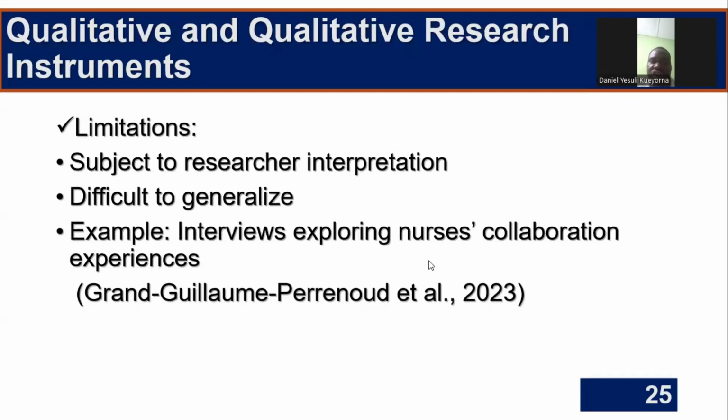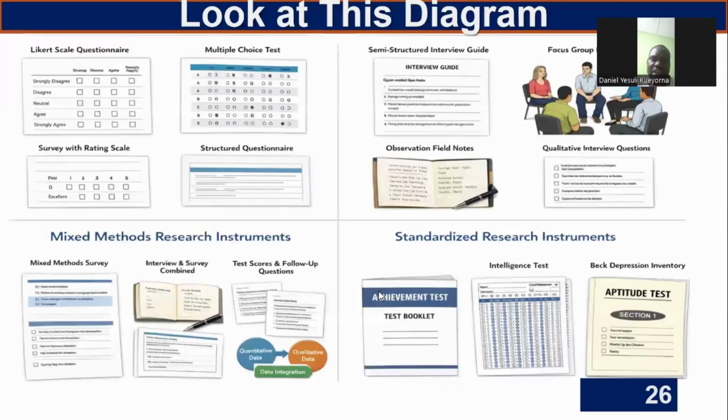Continuation of the limitations: subject to researcher interpretation. Sometimes the researcher misinterprets. That is within context, you find it difficult to generalize. You find it difficult to apply the same thing to other situations. Example, interviews on collaboration experiences. So this one, we are looking at nurses. So you can compare this to teachers. You can compare this to accountants. So the context is within the domain of nurses. So that is why we cannot generalize.